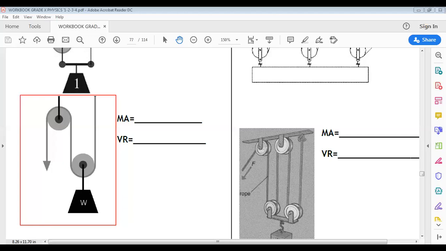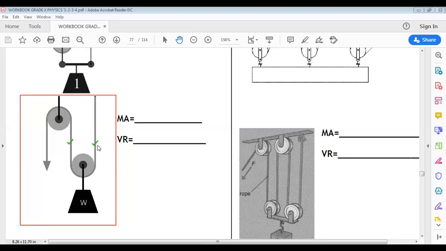So you will find this is your weight, this is your load, and how many strings are supporting it? This is the first one and this is the second one. So there are two strings which is supporting your load, and this is just changing the direction. So what is the MA and VR?